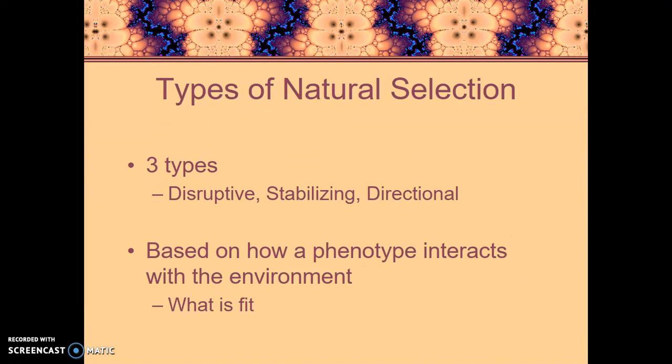So there are 3 major types of natural selection known as disruptive, stabilizing, and directional. You'll need to be able to tell from a graph and from an example which type of natural selection is happening. Okay? Now, natural selection is based on how the phenotype interacts with the environment.